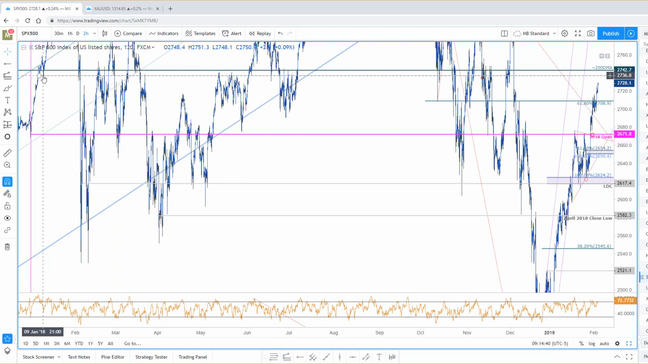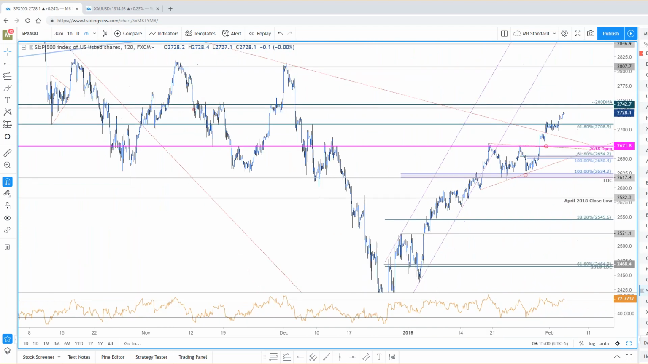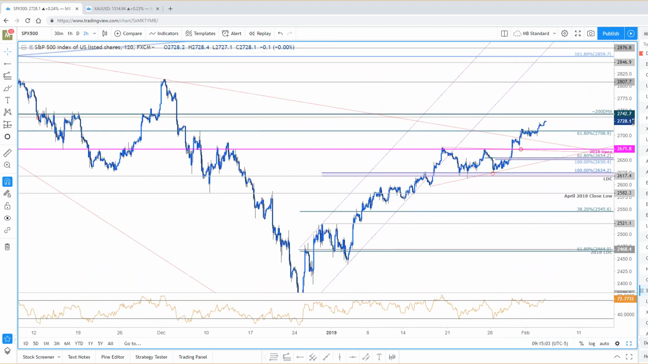I marked it up, and on every pivot on both the way down and the way up, we've seen acceleration, if not failure there, right? Failure, failure, failure, acceleration, failure, failure, failure, acceleration, right? So it's just a soft target. I have that at 2736. The 200-day moving average comes right around 2742.